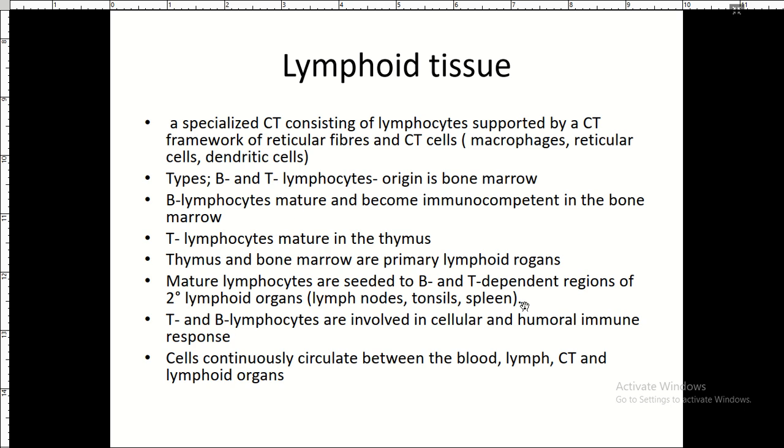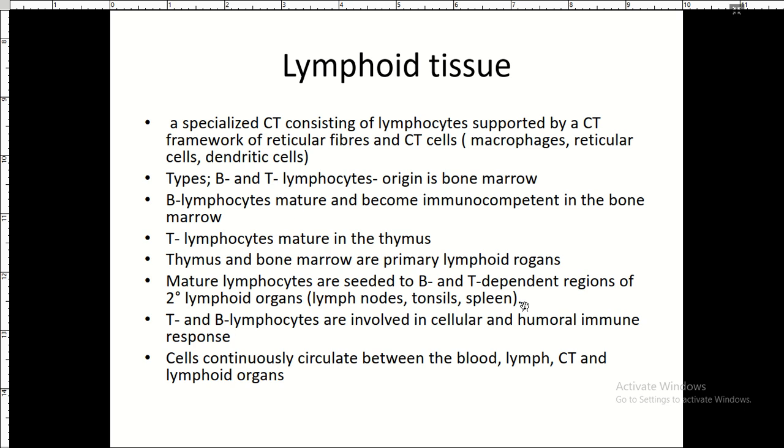We have two types of lymphocytes. B lymphocytes mature in the bone marrow, and T lymphocytes mature in the thymus. So the B lymphocytes mature and become immunocompetent in the bone marrow, while the T lymphocytes mature in the thymus. Therefore, the bone marrow and the thymus qualify as primary lymphoid organs. Mature B and T lymphocytes move from the primary lymphoid organs to the secondary lymphoid organs. That's your lymph nodes, your tonsils, your spleen. So the primary lymphoid organs are the thymus and the bone marrow.